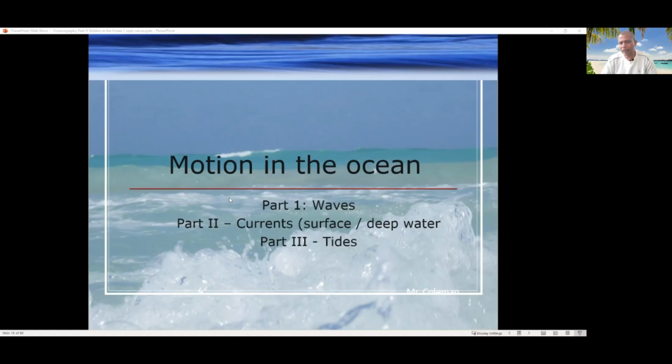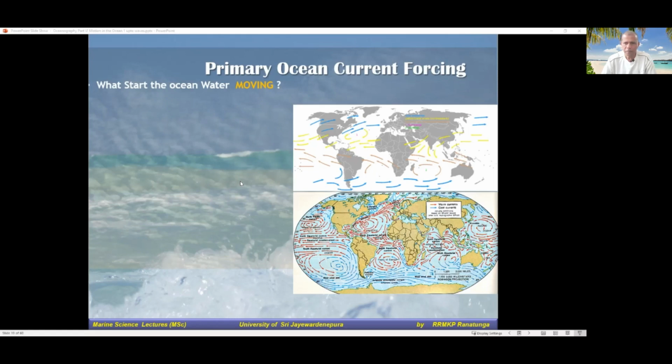So with that knowledge in mind, let's move on to our main topic, the motion in the ocean. We are going to discuss the waves, the currents and the tides as the main forms of motion in the ocean. I don't know whether you know about the differences, or do you think they are the same, the waves, tides and currents, or something different? So let's dig further into these aspects.